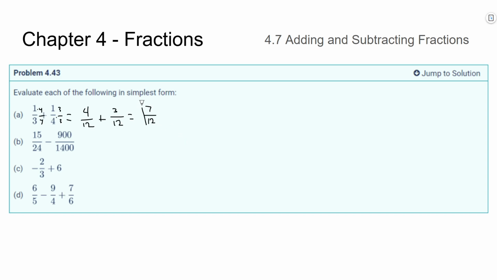All right. So then this next one, well, I don't want to multiply 1400 over 1400 and then 24 times 900 and 24 times 1400. That seems like a pain. Well, this can be simplified. We know we can just cancel out the zeros.